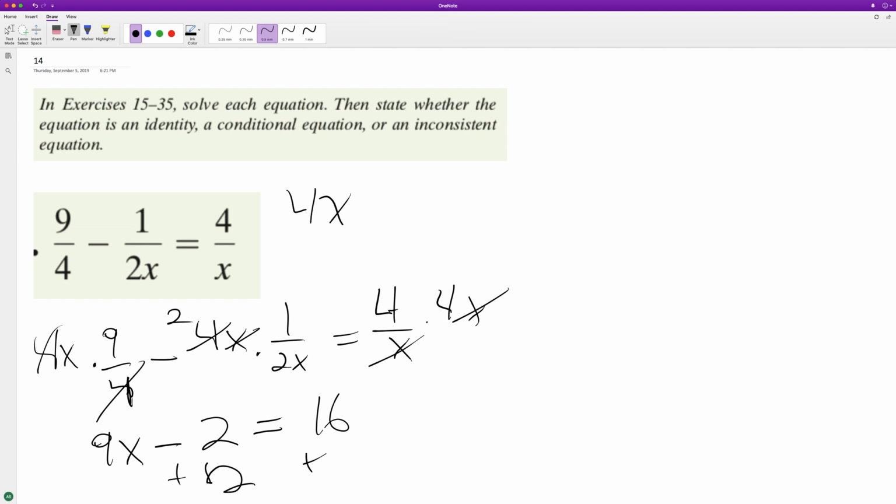Add 2 to both sides, we end up with 9x equals 18. Divide through by 9, we get x is equal to 2.